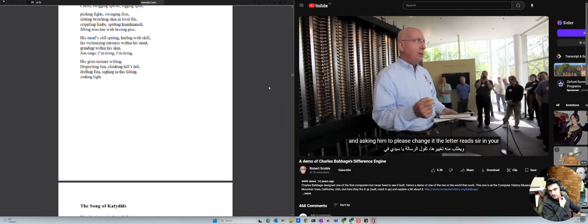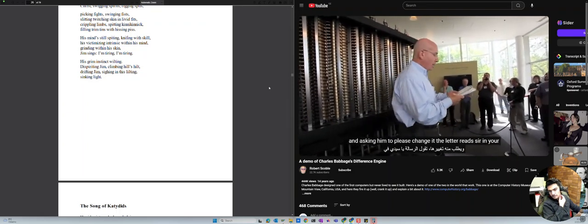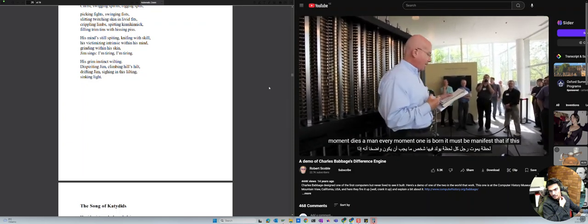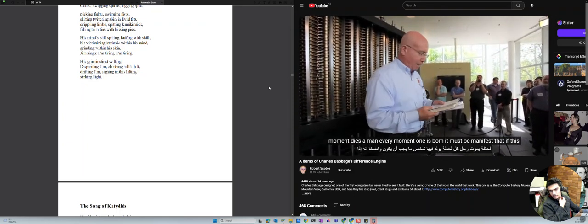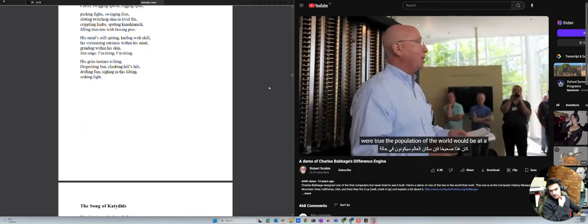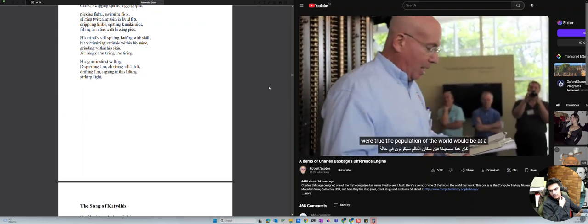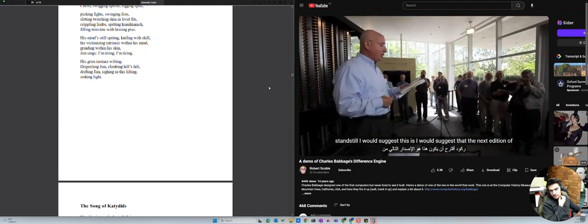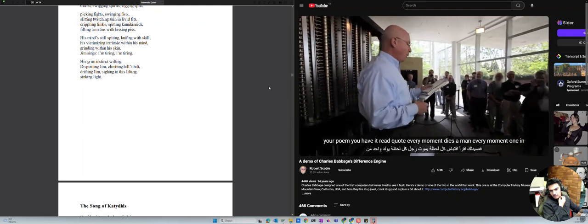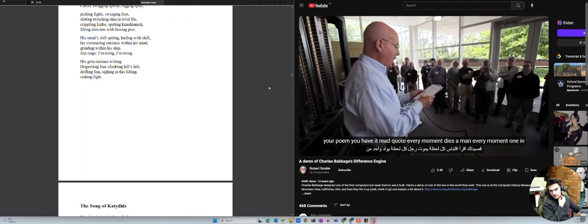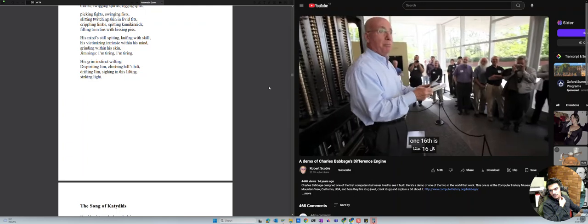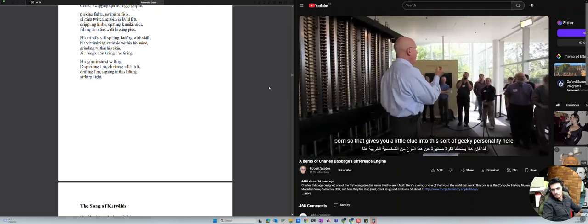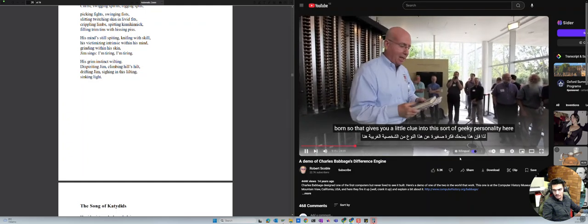The letter reads, "Sir, in your otherwise beautiful poem, The Vision of Sin, there's a verse which reads, 'Every moment dies a man, every moment one is born.' It must be manifest that if this were true, the population of the world would be at a standstill. I would suggest," this is chutzpah, "I would suggest that in the next edition of your poem you have it read, 'Every moment dies a man, every moment, 1 1/16 is born.'" So that gives you a little clue into this sort of geeky personality here.